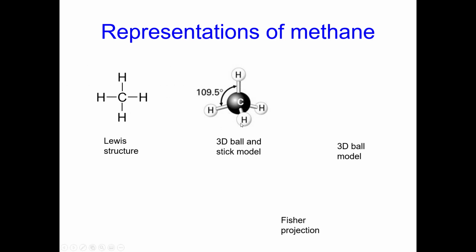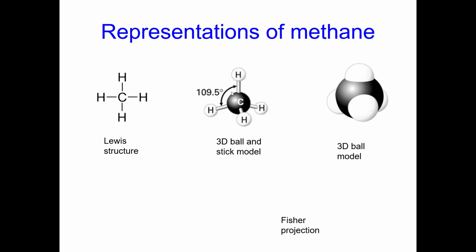Here we're actually drawing the tetrahedron geometry. You can clearly see the bond angles. We can't see that in the Lewis structure. We still have the information we need going forward for our reactions, but we don't see the geometry, and we don't see the bond angles.